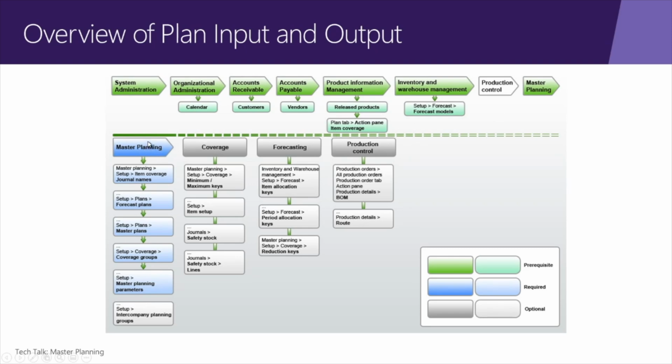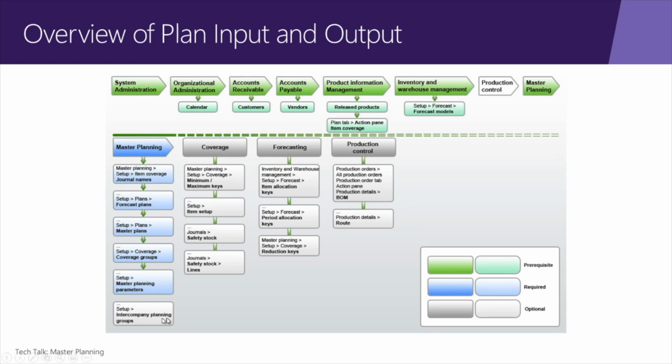And then on the master planning side, you need to make sure that you have journal names defined for item coverage. If you're using forecast plans, then forecast plans are defined. Obviously, you have to create your master plans to run master planning. You will have to make sure coverage groups are defined, and then items are associated with those coverage groups. And then you'll have to make sure that the master planning parameters form is set up so that master planning will use those parameters when it executes.